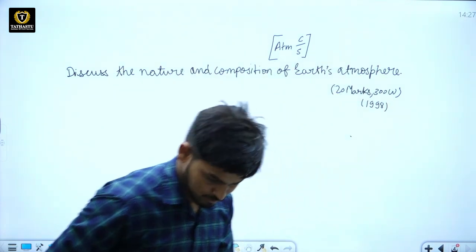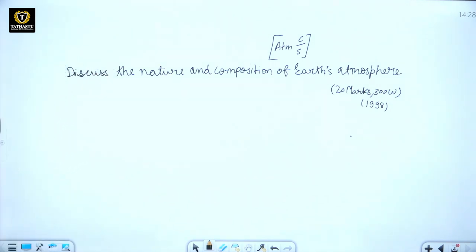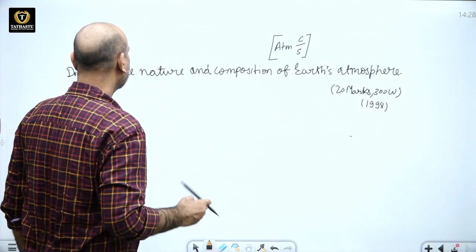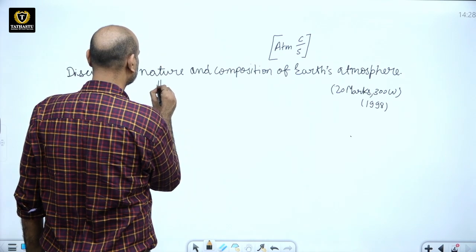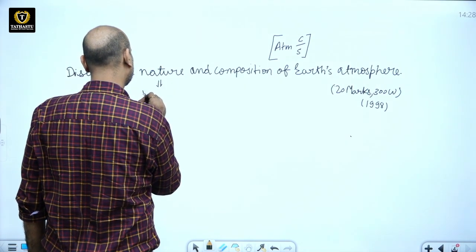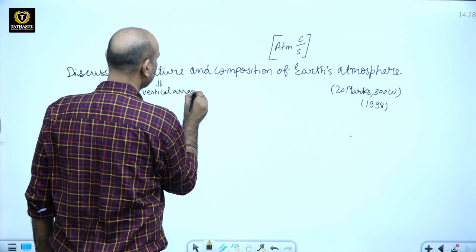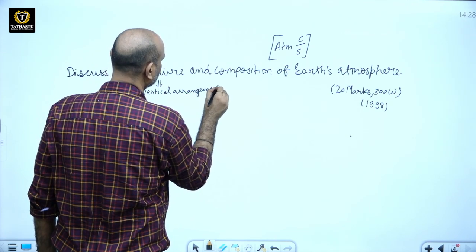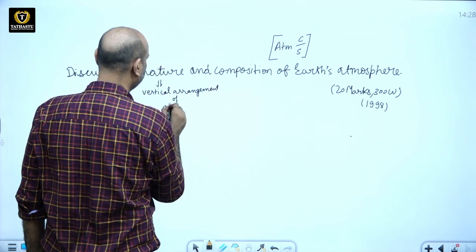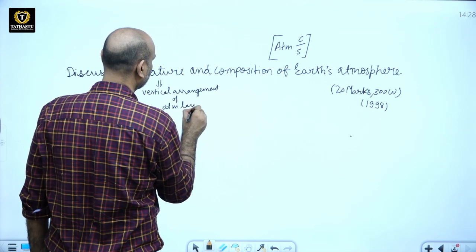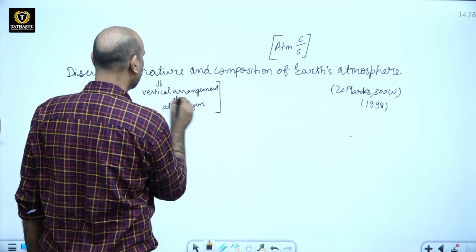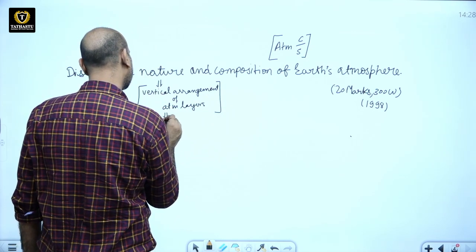Question is, discuss the nature and composition of Earth's atmosphere. Nature means vertical arrangement of atmospheric layers. That is also called structure of atmosphere.